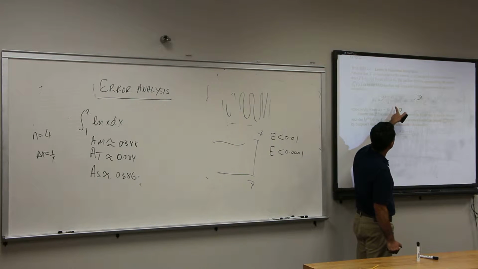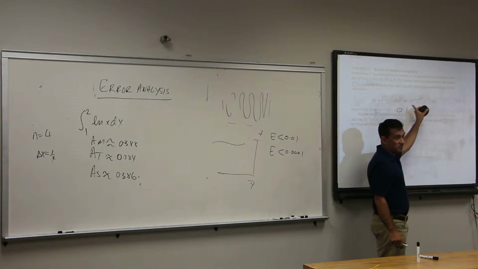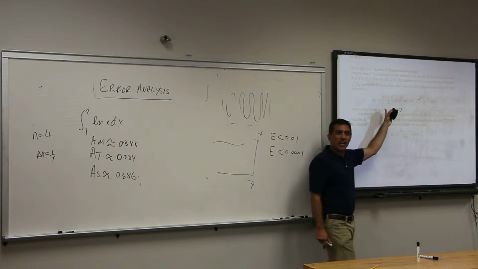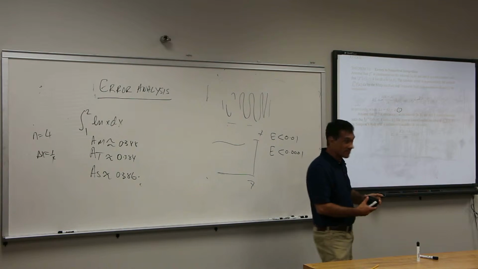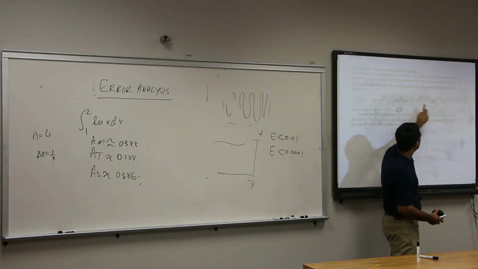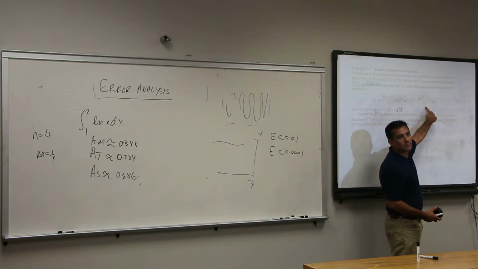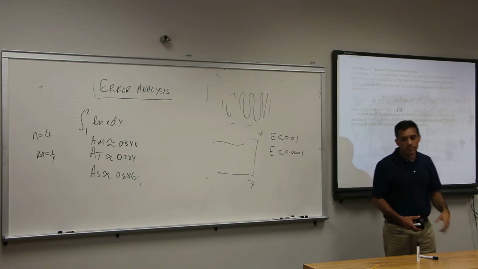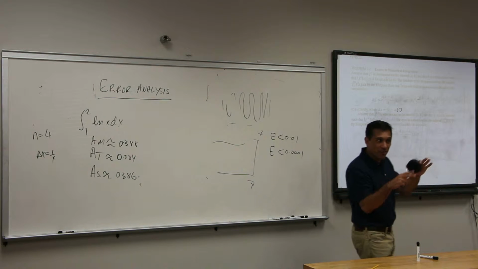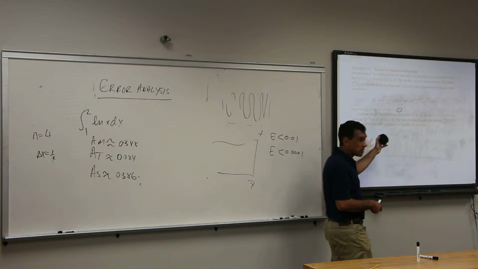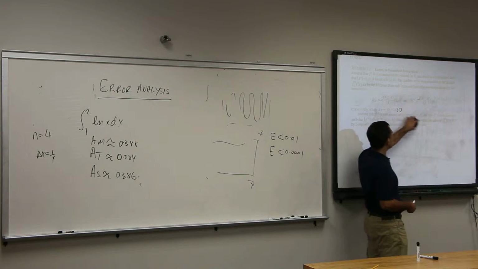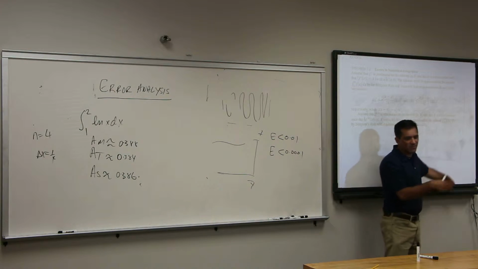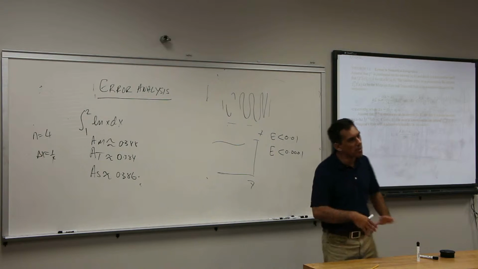Midpoint rule, as you can see, is more accurate than the trapezoidal rule. And the trapezoidal rule is a little more complicated and weird. Midpoint rule is more accurate. But the Simpson rule is hands down much more accurate.